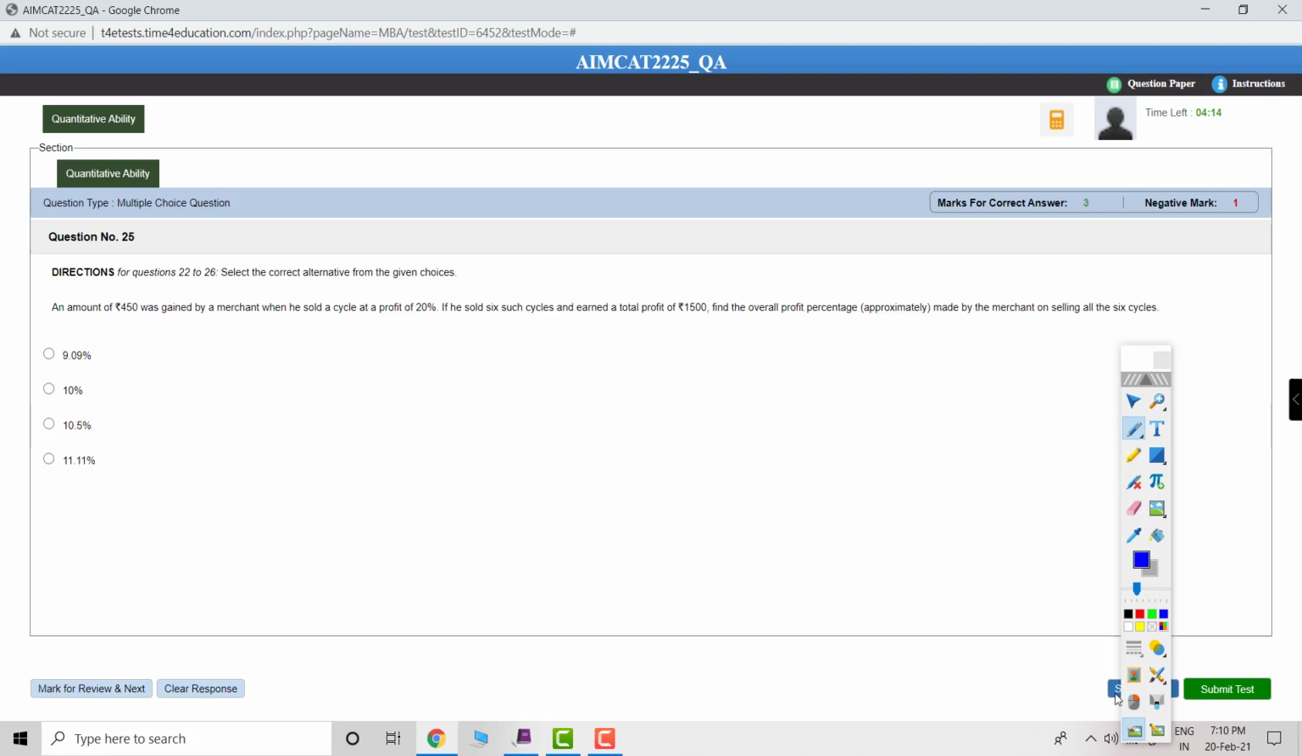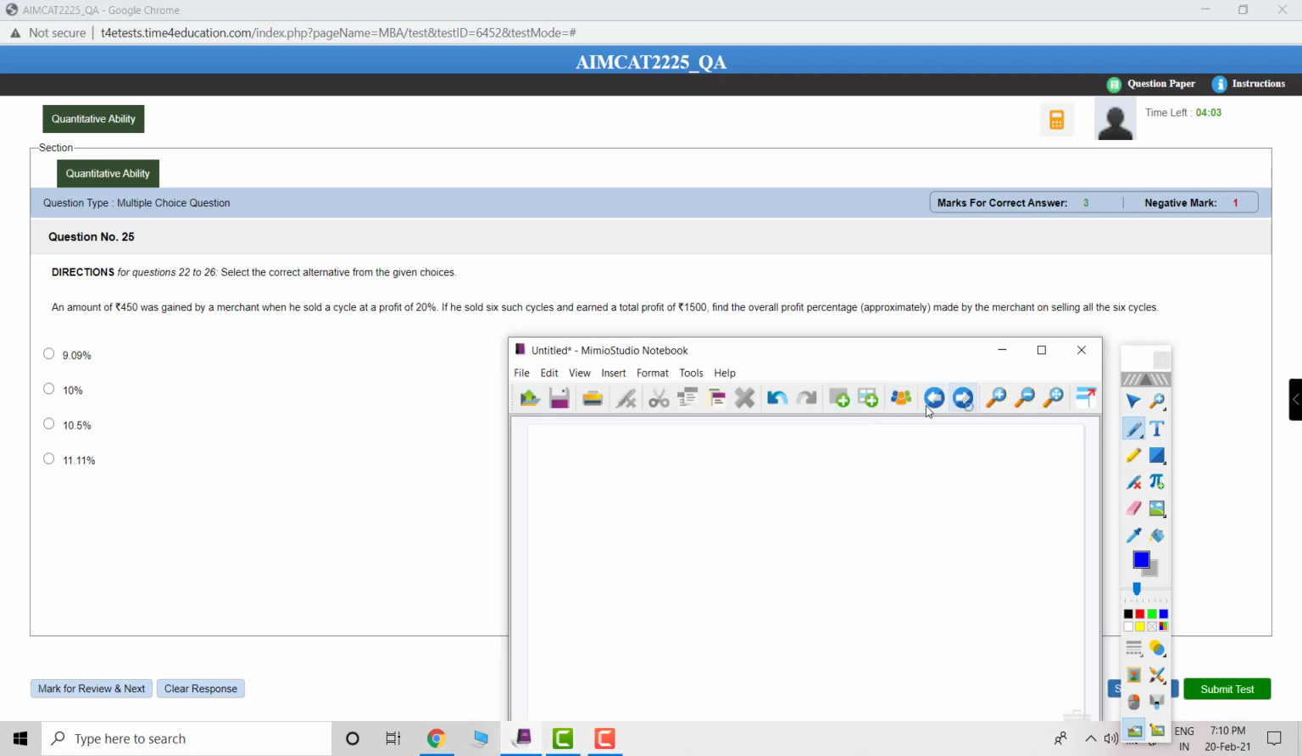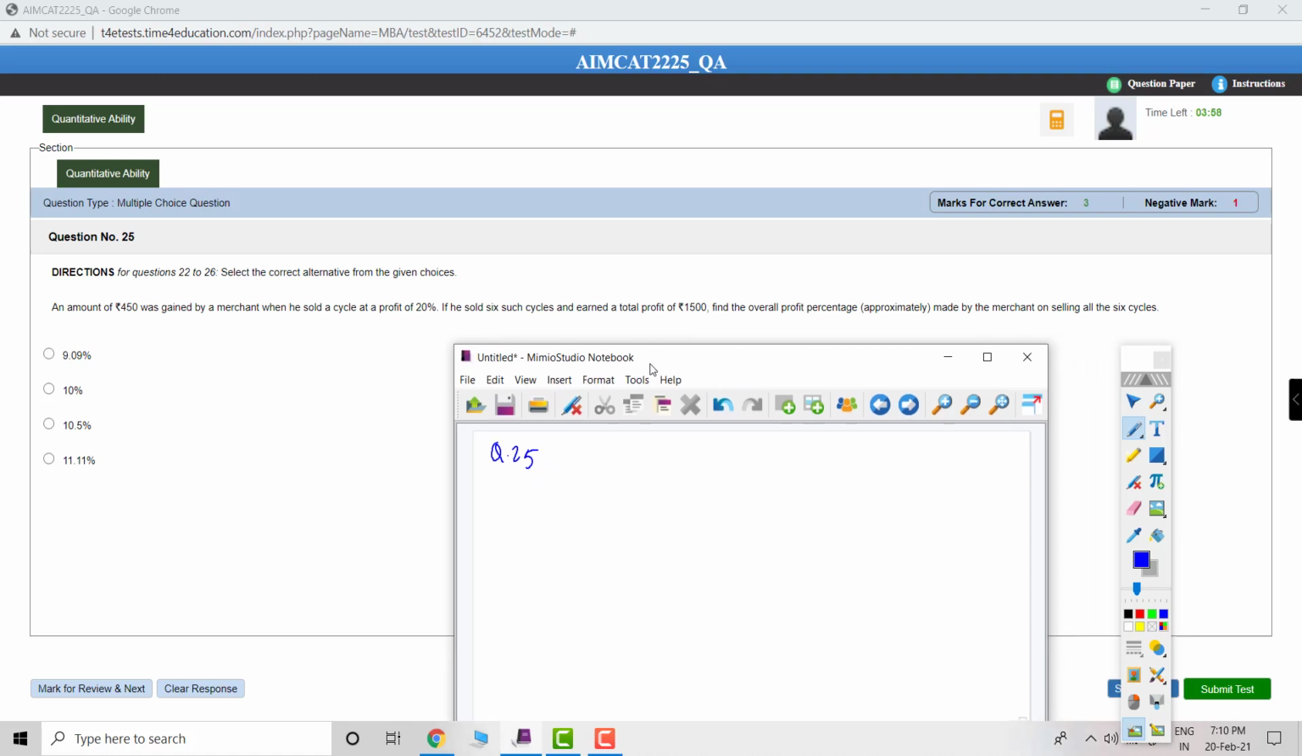Look here. Next is question number 25. Let's do this. Question number 25 says that an amount of 450 was gained when the cycle is sold at 20% profit. Look here. Over here, selling price is how much? 450. Okay, sorry. Over here the amount of 450 is gained.